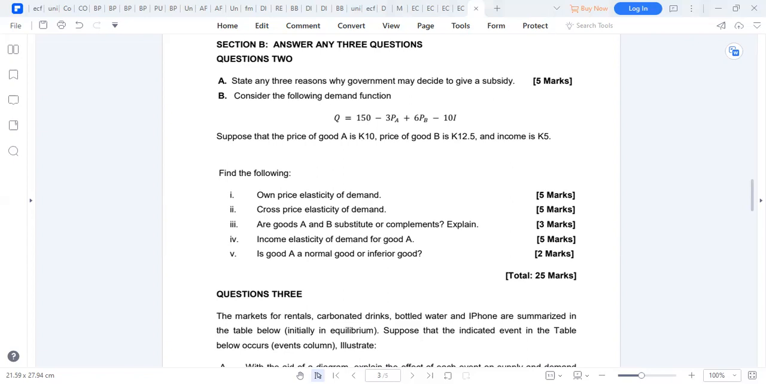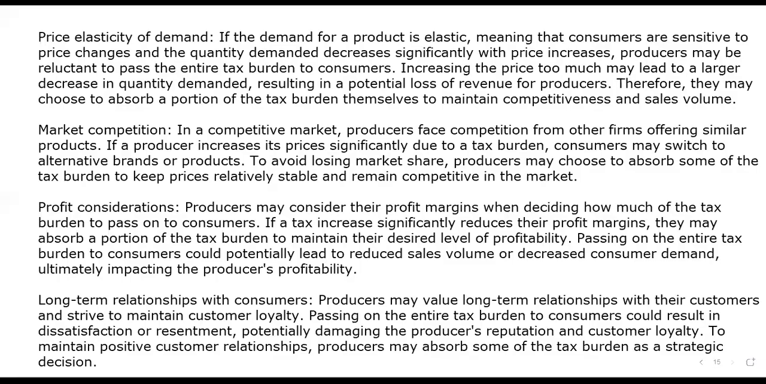Subsidies. Mr. Collins, what did you say? What did you say on the first part? That to promote what? Okay, so let me help you.